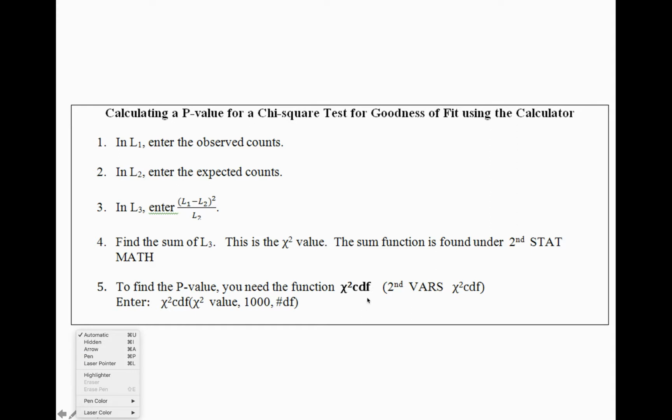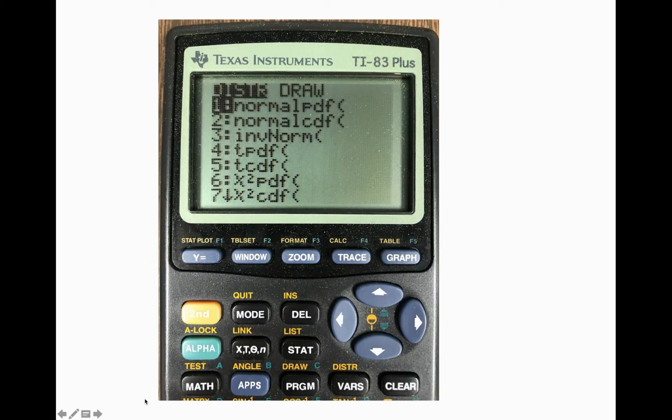Notice what you're going to do is type in your calculator. Let's see if I can get the pen here. There we go. You're going to look for this function on your calculator. To access that, you hit second vars, and that's going to give you a menu of different distributions to use. Then it's going to ask for some parameters, sort of like when we did binomial probabilities. So what the calculator is looking for is chi-squared, which is your test statistic. You need some upper boundary, and then you need your degrees of freedom. So let me show you what that would look like on your calculator.